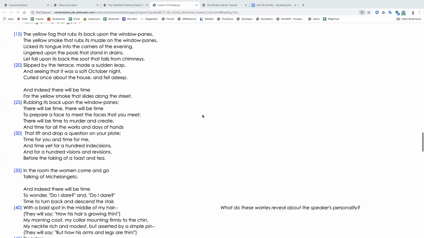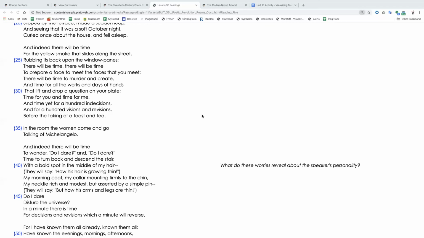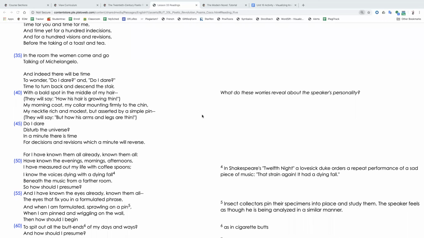And indeed there will be time for the yellow smoke that slides along the street, rubbing its back upon the window panes. There will be time to prepare a face to meet the faces that you meet. There will be time to murder and create, and time for all the works and days of hands that lift and drop a question on your plate. Time for you, and time for me, and time yet for a hundred indecisions, and for a hundred visions and revisions, before the taking of a toast and tea. In the room, the women come and go, talking of Michelangelo.